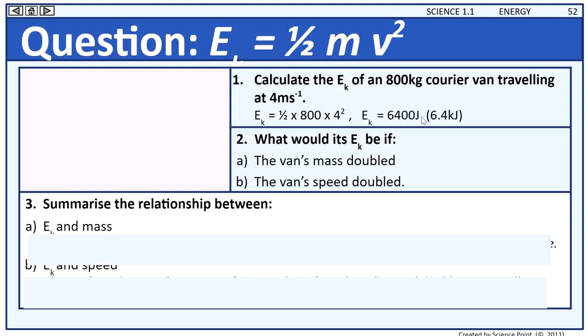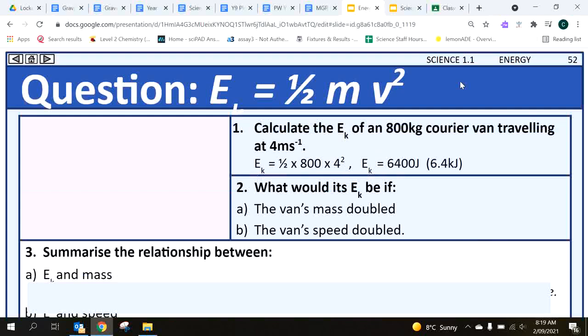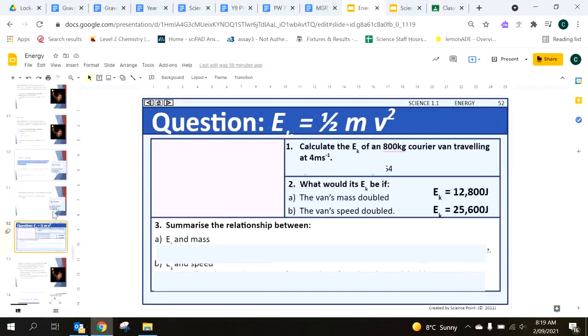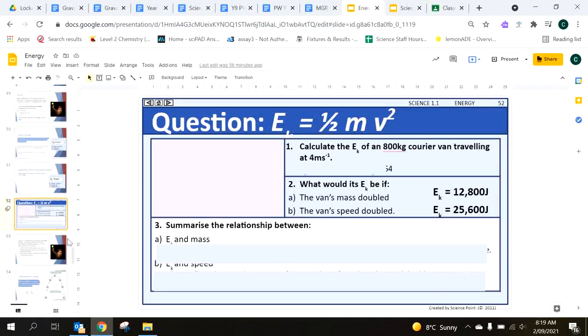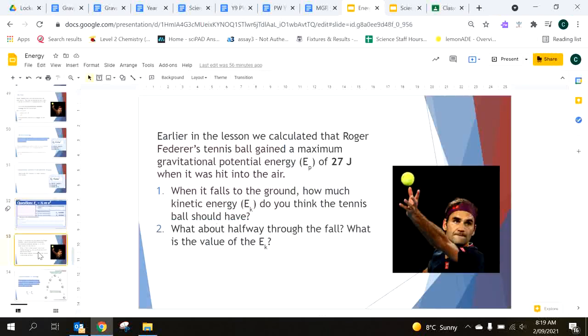That can't be right. 6,400 joules, sorry. And so, again, same as the previous equation, we're just inputting our numbers, substituting our numbers there. We're going to leave the rest of that question. So in the assignment, there'll be a couple of questions for you to do where you're just plugging in numbers.